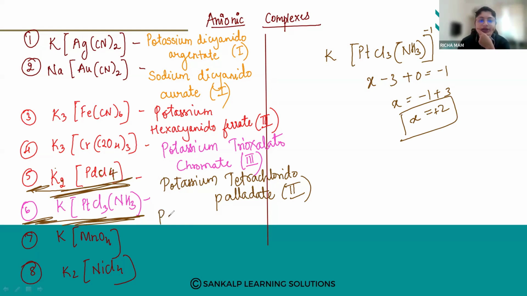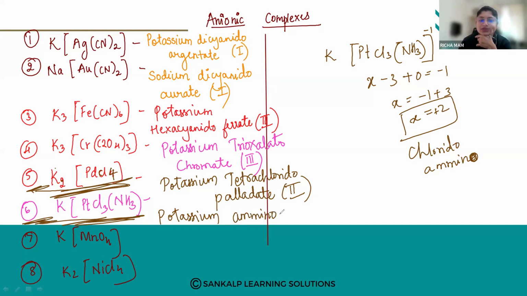So first will be your potassium. Then between chlorido and amino, which will come first? Anybody? Which is alphabetical order, amine will come first. Yes, very good. So how many amines are there? One amine. So let us write potassium, amino.